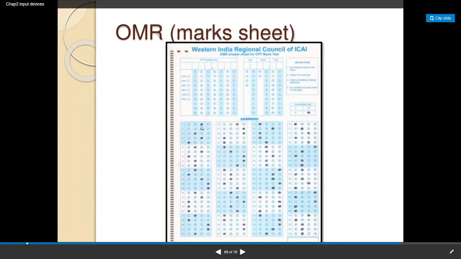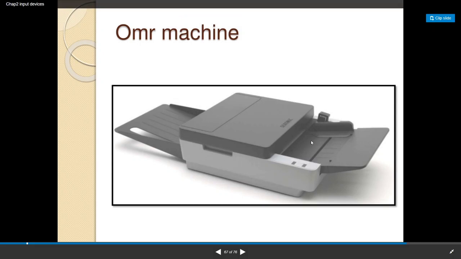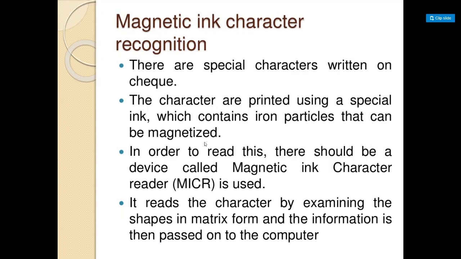So you can get the information: for the first question, third is the answer; for the second one, third is the answer. That is how the information is obtained through OMR sheets, and the marks are awarded accordingly. So this is an OMR machine. The sheets are inserted here, and the results are calculated by this machine.